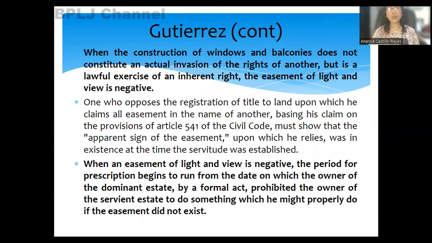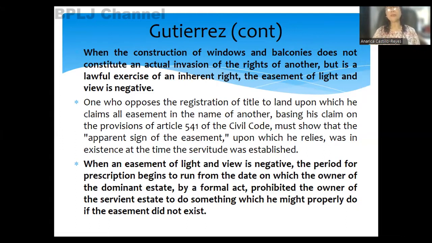So when the construction of windows and balconies does not constitute an actual invasion of the rights of another, but is a lawful exercise of an inherent right, the easement of light and view is negative. That is why earlier I said that if the window is constructed on the wall of the owner of the dominant estate, then that would be considered a negative easement because it imposes upon the owner of the adjoining estate the obligation not to construct anything which would obstruct the light and view, provided that a notarial prohibition is served upon the owner of the adjoining estate or the owner of the servient estate.